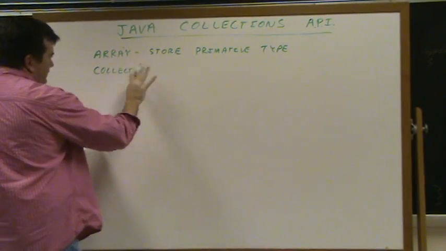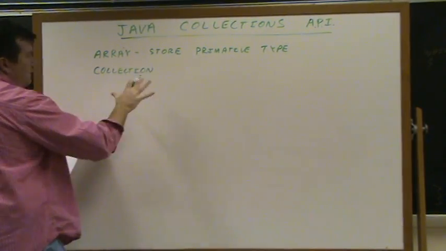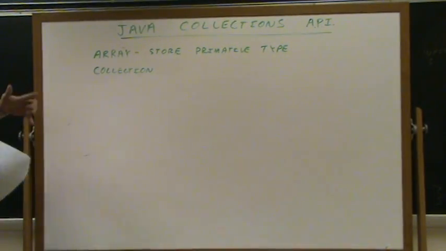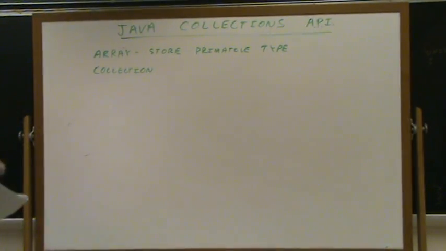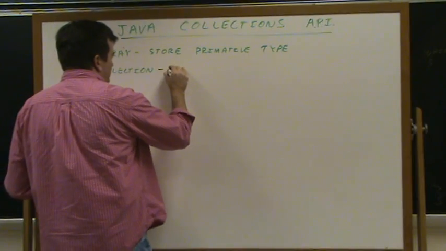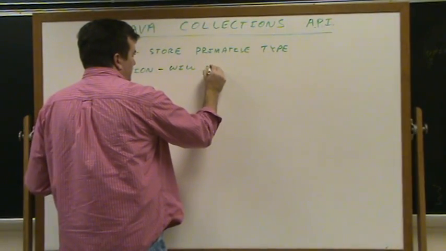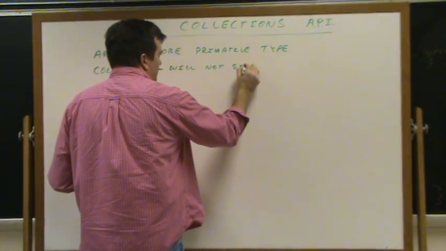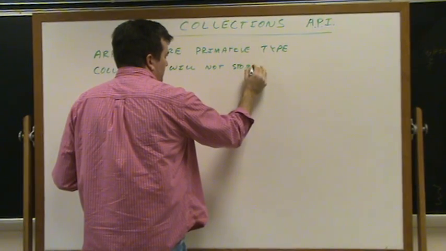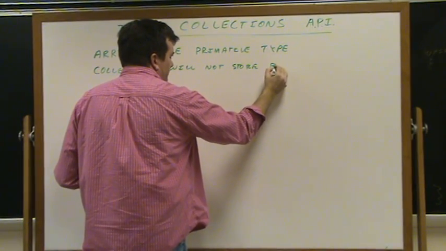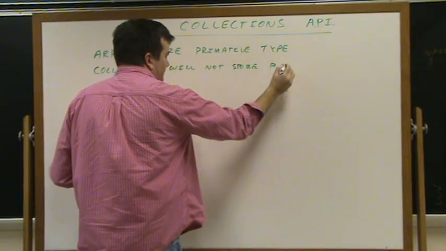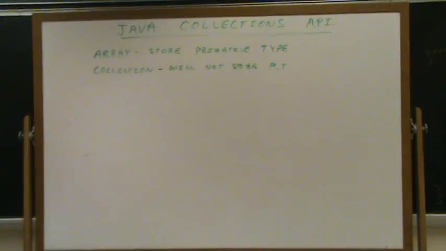The collections, which we'll go over shortly, are a set of all the different structures, like an array, that we could use to store stuff. But they will not store primitive types. But then we have those wrapper classes.